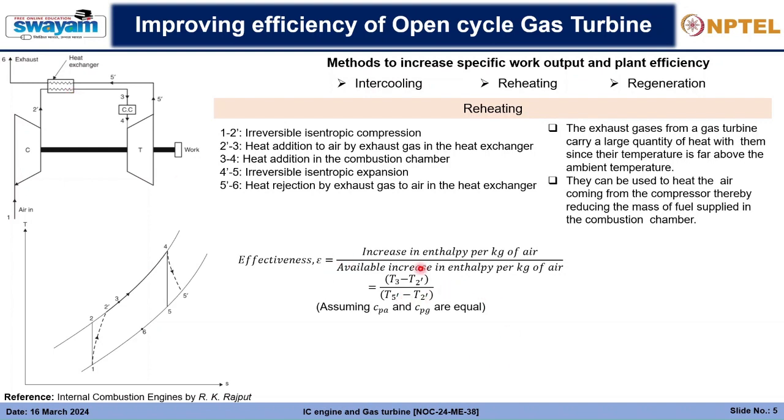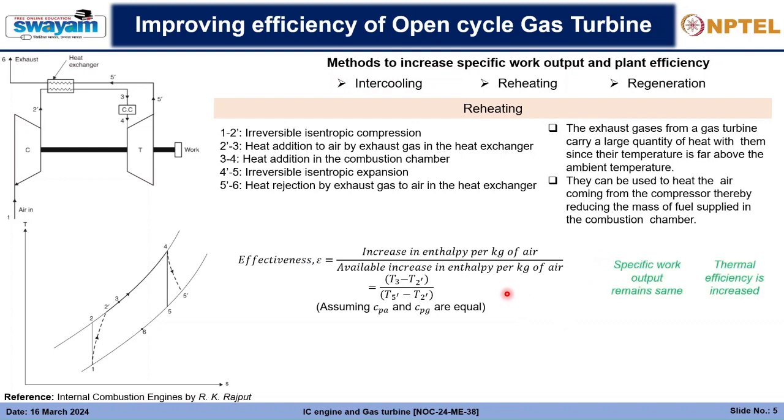In that case, the available increase in enthalpy would have been 5 dash to 2 dash, and we are not having that much effectiveness. In that case we are not able to increase the enthalpy that much. So that's why the effectiveness is T3 minus T2 dash divided by T5 dash minus T2 dash, and it is having a value lesser than 1.